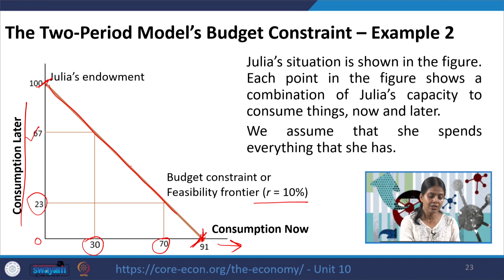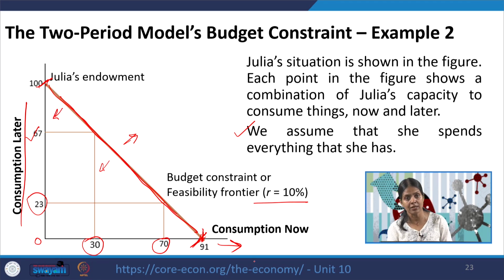So, this assumption ensures that she would be on the budget line and not below the budget line. She cannot be above the budget line because she cannot afford it, but she will not be below the budget line either, since she would be spending the entire amount on consumption in both periods.